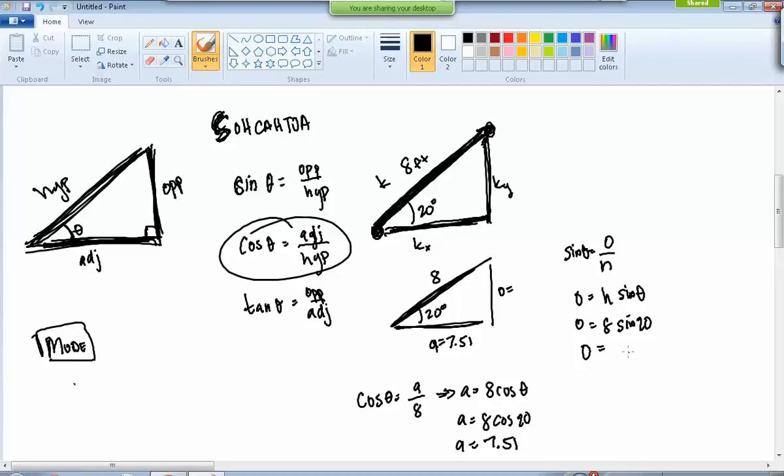It's 7.51. Really? Oh, wait, no, that's cosine. Yeah, I want the sine. I'd imagine it's going to be something small. 2.73. 2.74. Does everyone agree with that?